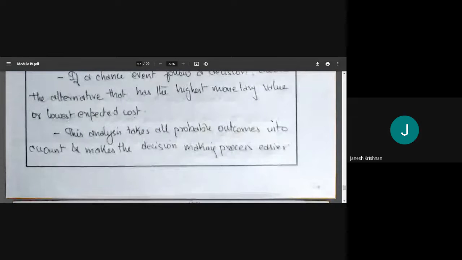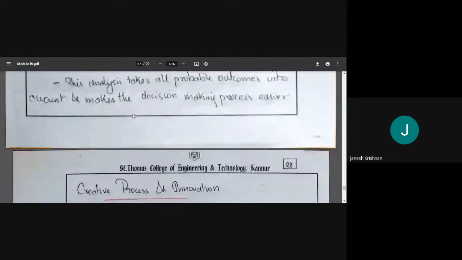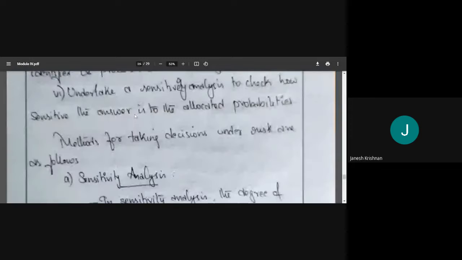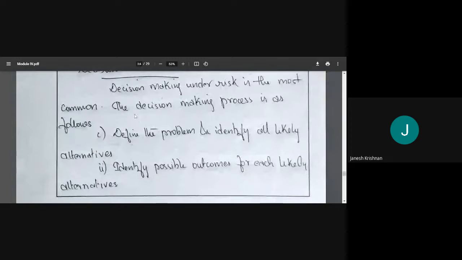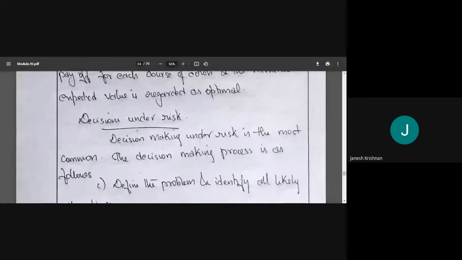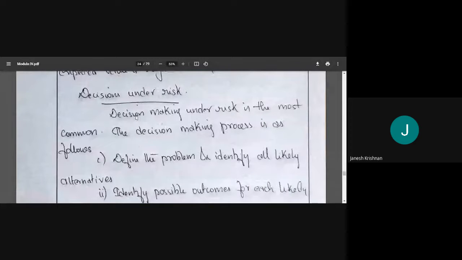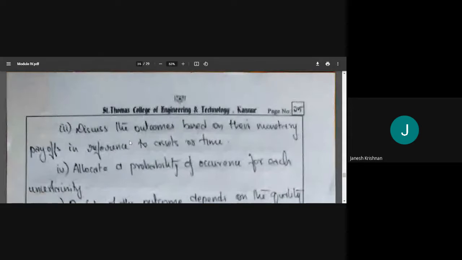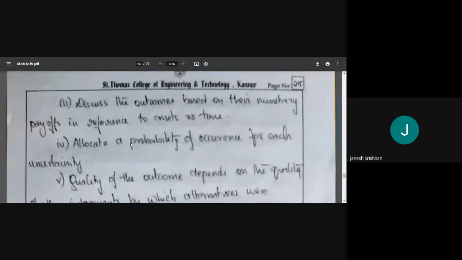So this takes all probable outcomes into account and makes the decision making process easier. Decision making under risk is the most common thing which we have to do. For that, first we define the problem and identify all the likely outcomes. Alternatives are decided, then identify possible outcomes for each alternative. Then we discuss the outcomes in terms of money, because we are investing some assets or time. Based on that, we allocate a probability. Based on how we allocate the probability and the quality of the chosen alternative, the outcome will be good or bad.